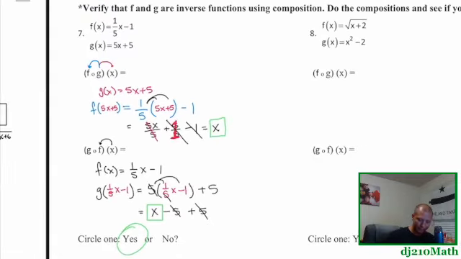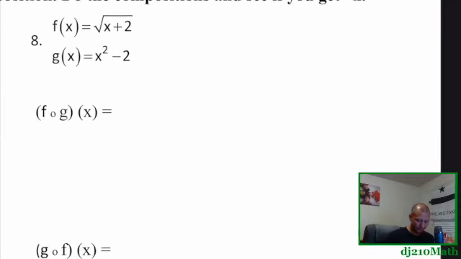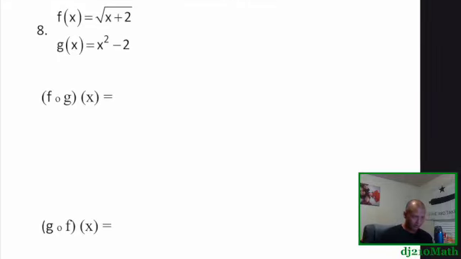Okay, let's look at another example. Number 8. F of x is equal to square root x plus 2. G of x is equal to x squared minus 2. We want to see if they're inverses of one another. We're going to start with g. So g of x is equal to x squared minus 2. I'm just rewriting it so you can see what's happening, because this is telling us to start with g. We're going to input g of x into f of x.